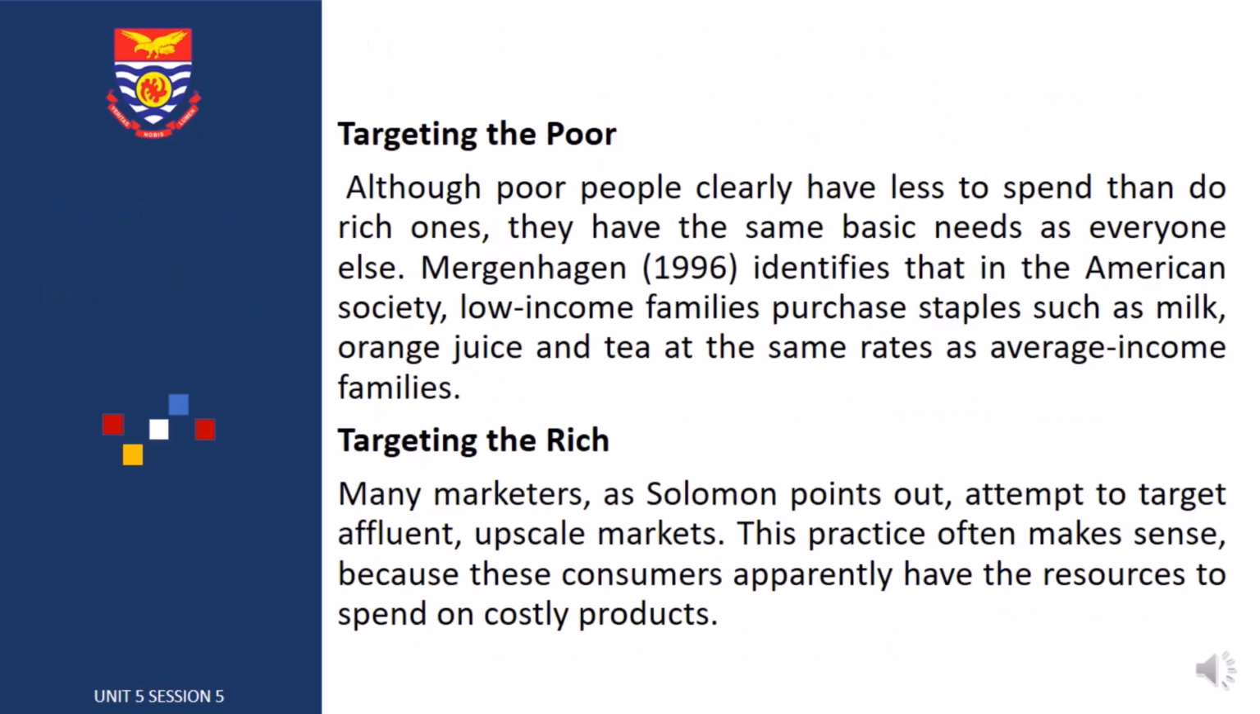Then targeting the poor and targeting the rich. Some of us, the kind of friend that we have tells you the way you should treat them. If you have a rich person as a friend, the way you treat the person may be different from somebody who is poor. The way marketers target the poor is totally different from the way they target the rich people.